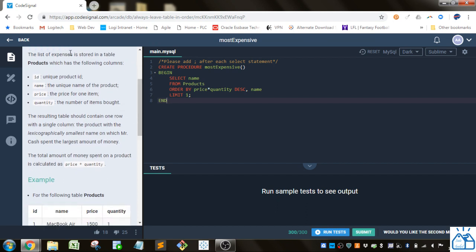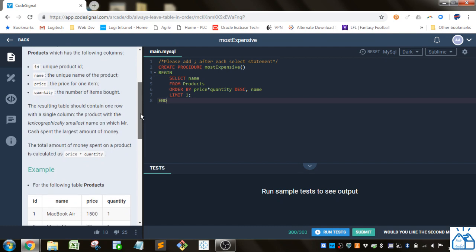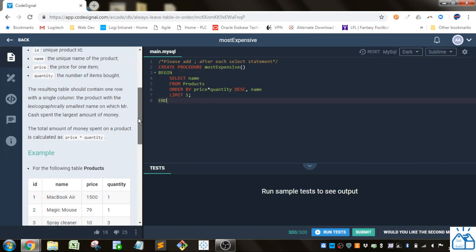So a list of expenses is stored in a table product, which has the following columns. So we have a unique product ID, a unique name, a price for the item, and a quantity. What they want is a table which contains one row with a single column, the product with the lexicographically smallest name on which Mr. Cash spent the largest amount of money. So lexicographically just means alphabetically. It's a fancy word for alphabetical, basically. The total amount of money spent on a product is calculated as price times quantity.